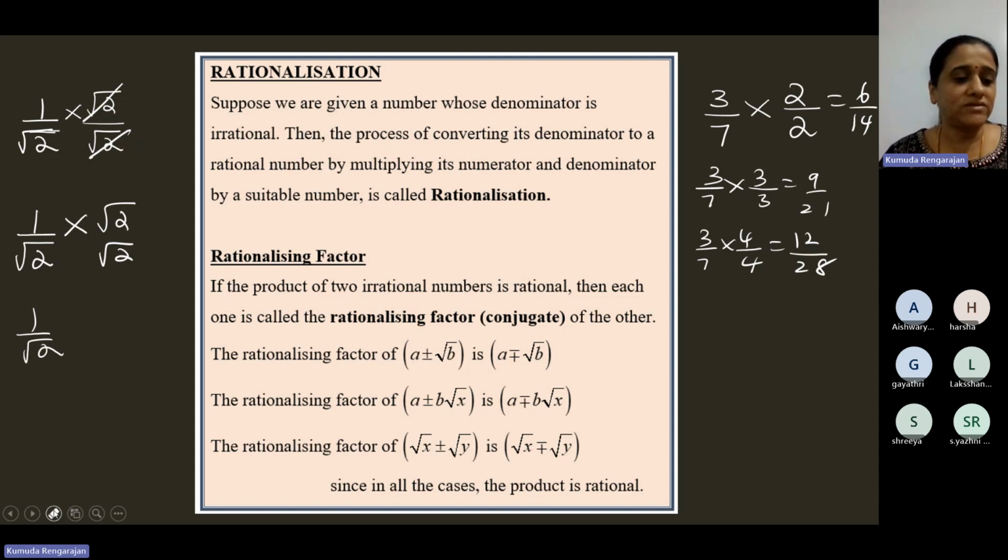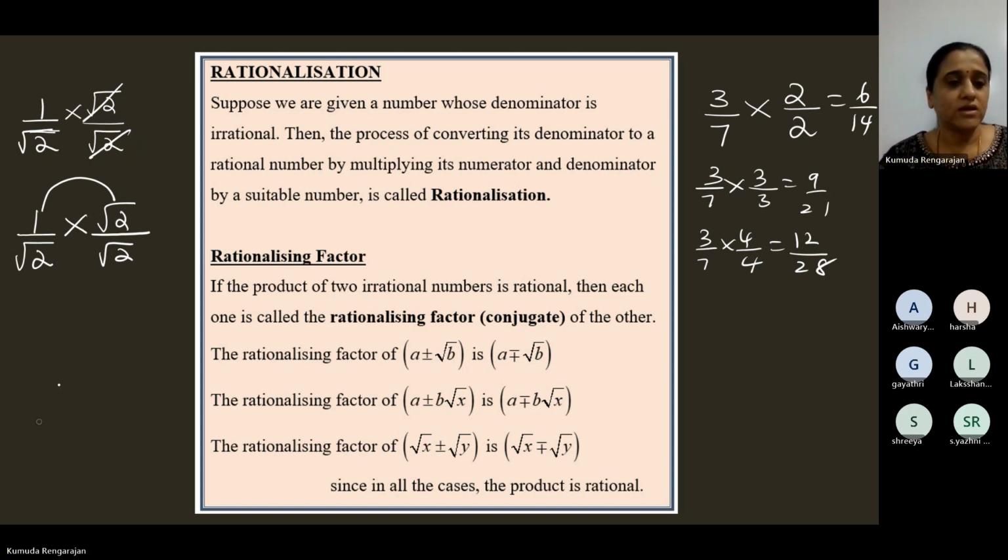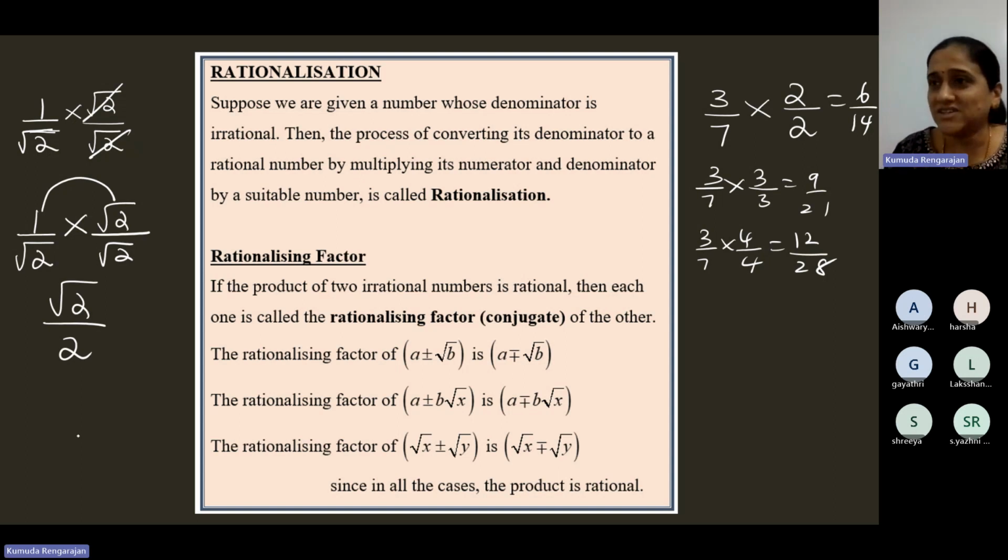The given number is 1 by root 2. So you multiply and divide by root 2. So what happens? 1 into root 2 is root 2. Root 2 into root 2 is 2. Now see, the numerator has become irrational. The denominator is rational. In this process, the value of the given number will be the same. 1 by root 2 is the same as root 2 by 2, because we have just written an equivalent number by multiplying the numerator and denominator by root 2. That's all, like writing equivalent fractions.